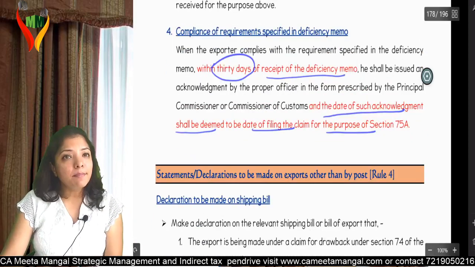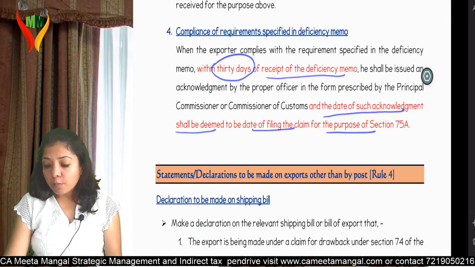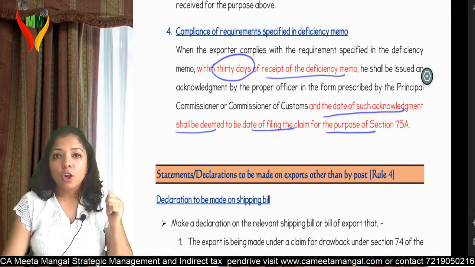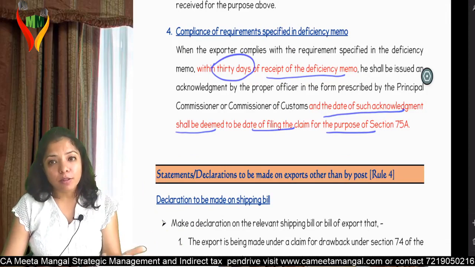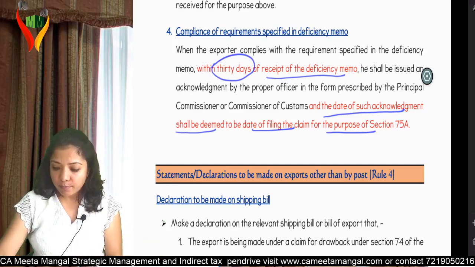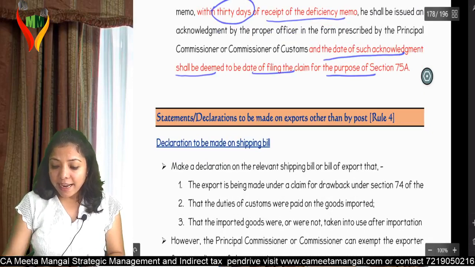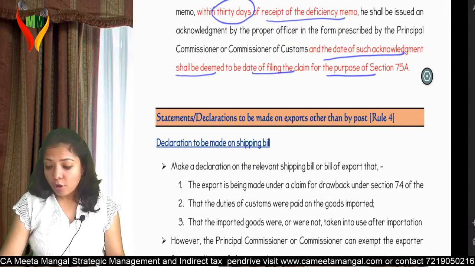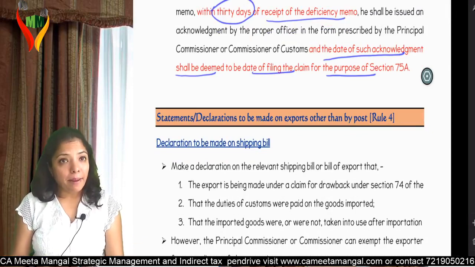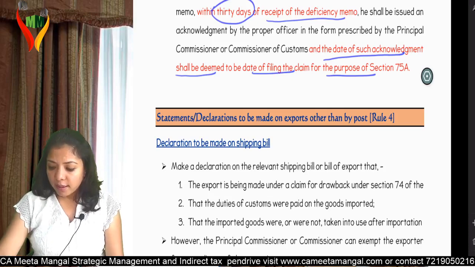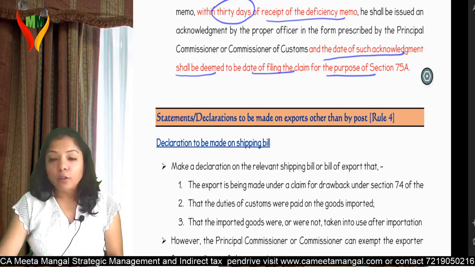Rule 4. Statements or declarations to be made on export other than by post. We know in section 74, export is done in 3 ways: normal export, baggage, and post. So we have studied rule 3 for post. Now come to rule 4, which is other than by post. Declaration to be made on shipping bill. Make a declaration on the relevant shipping bill or bill of export that the export has been made under claim for drawback under section 74, that duty of customs was paid on goods imported, and that the imported goods were or were not taken into use after importation.